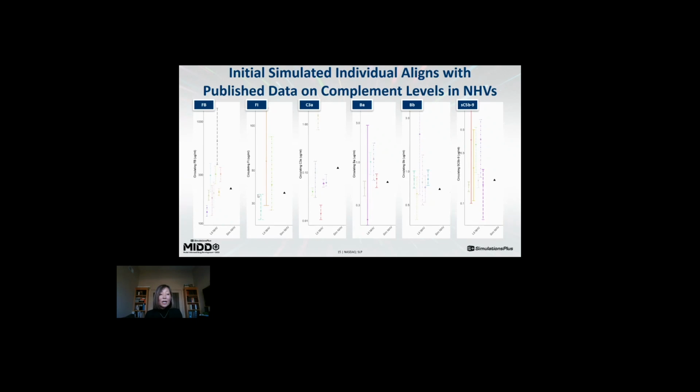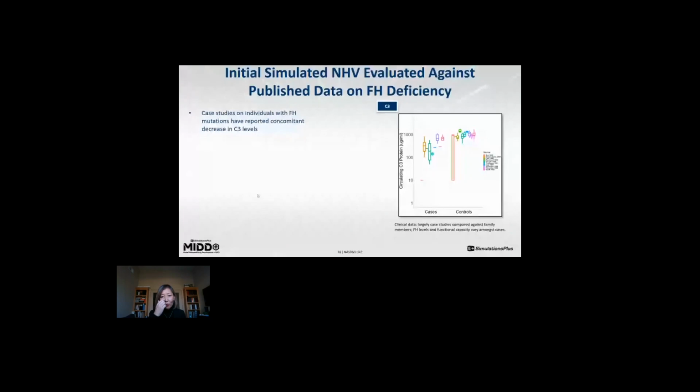And so the idea is that you want to feel that your individual is in line with the measured complement levels as seen in the published literature as a starting place, right? So that is one piece of the puzzle. In addition to that, we want to know that not only are the steady state baseline levels right, but what happens when some of those levels go down or are altered, as you might expect in, say, a genetic condition.